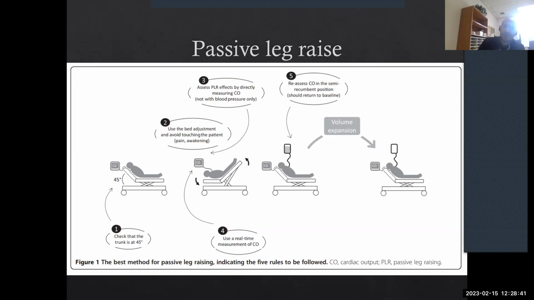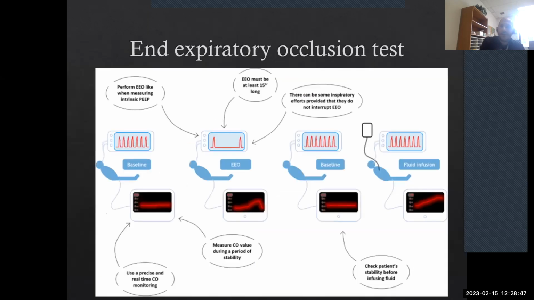And if you see that change, you can then give fluid to confirm your fluid responsiveness. What is end expiratory occlusion? I'll be honest, I don't do this. So this is an expiratory breath hold of at least 15 seconds. Very few of our patients can tolerate a long expiratory pause.